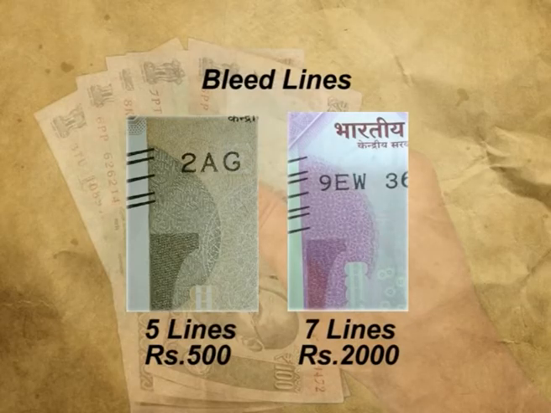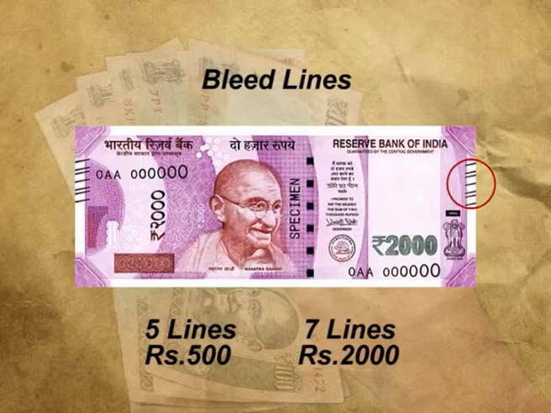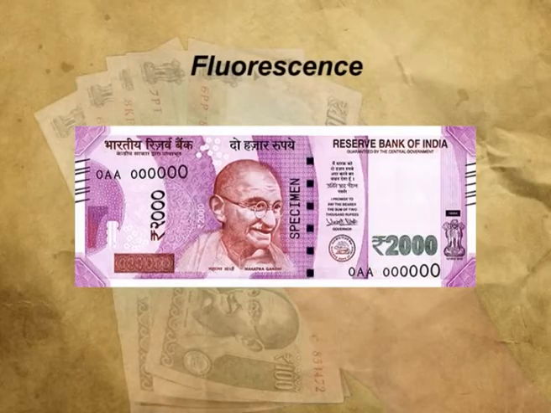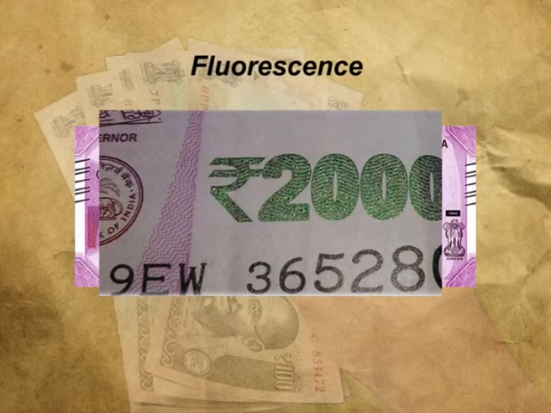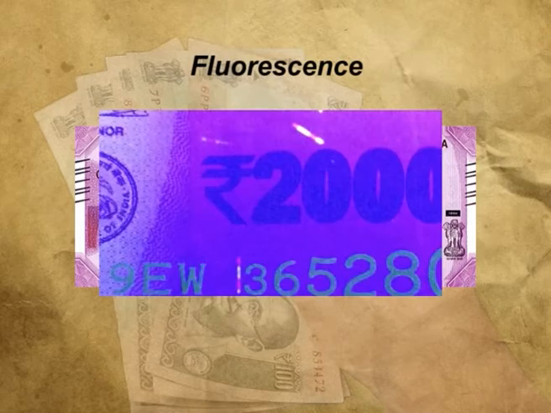As of now, in the new denominations of rupees 500 and rupees 2000, there are 5 and 7 bleed lines respectively. That is, in the denomination of rupees 500, there are 5 bleed lines, and in the denomination of rupees 2000, there are 7 bleed lines in the order of 1, 2, 1, 2, 1, alternate 1 and 2. Fluorescence. The serial number panel of the notes is usually printed in fluorescent ink which glows under ultraviolet light.